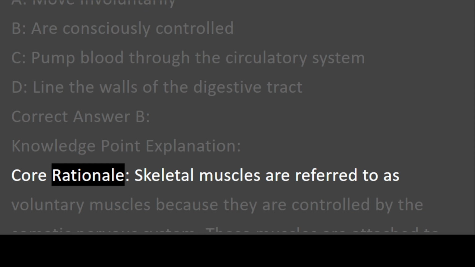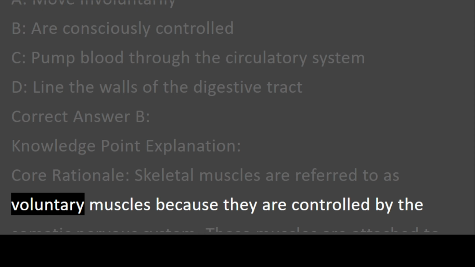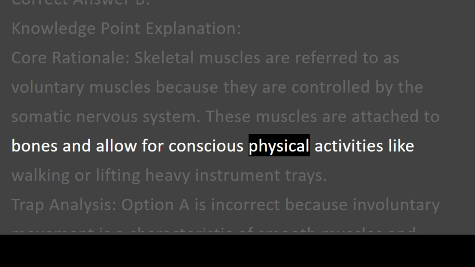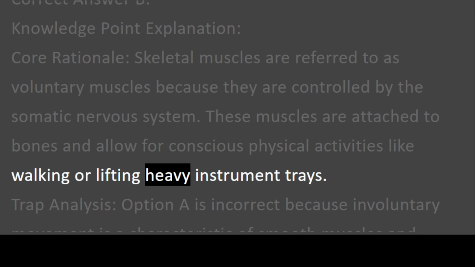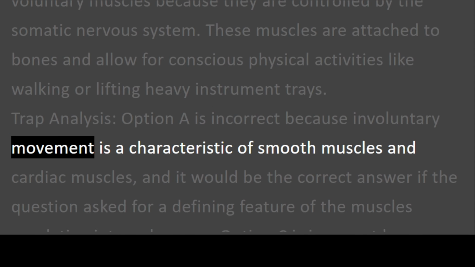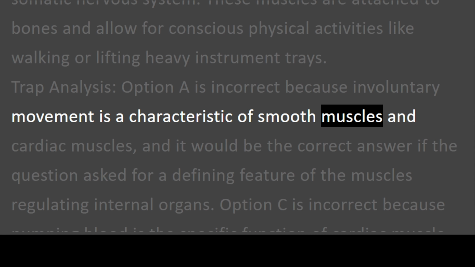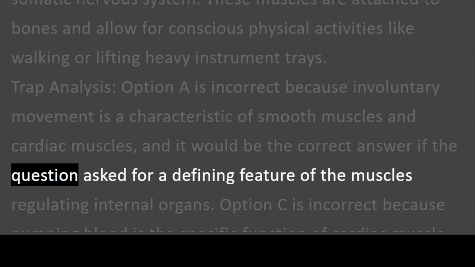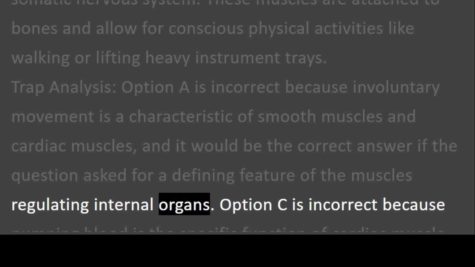Core rationale. Skeletal muscles are referred to as voluntary muscles because they are controlled by the somatic nervous system. These muscles are attached to bones and allow for conscious physical activities like walking or lifting heavy instrument trays. Trap analysis. Option A is incorrect because involuntary movement is a characteristic of smooth muscles and cardiac muscles, and it would be the correct answer if the question asked for a defining feature of the muscles regulating internal organs.